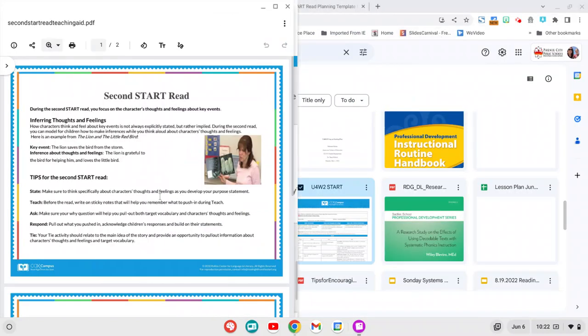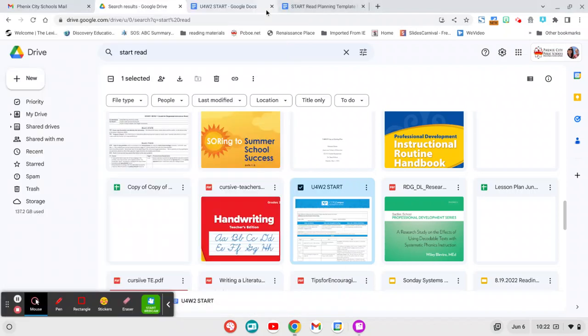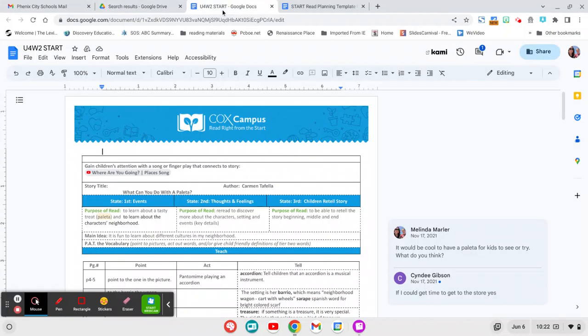All right, this is more in depth about the second start read. I was going to attach it just so you could see it. I'm not going to go over that. All right, let me find it.